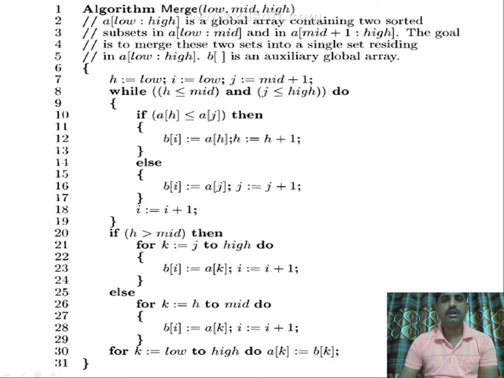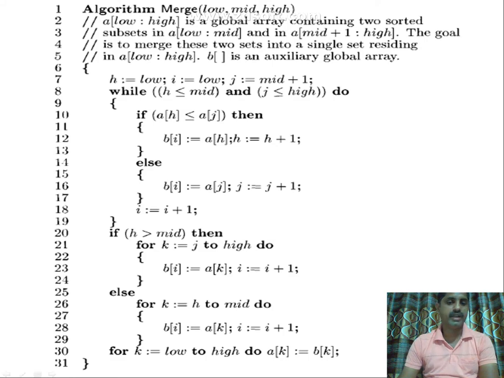So Algorithm Merge(low, mid, high). Here h = low is the index, i is the first element, and j = mid + 1. While h <= mid and j <= high, if A[h] <= A[j], then B[i] = A[h] and h = h + 1. Otherwise B[i] = A[j], j = j + 1. Then increment i = i + 1.